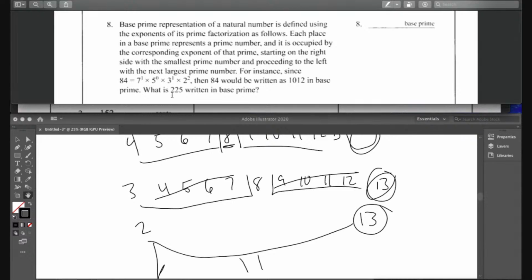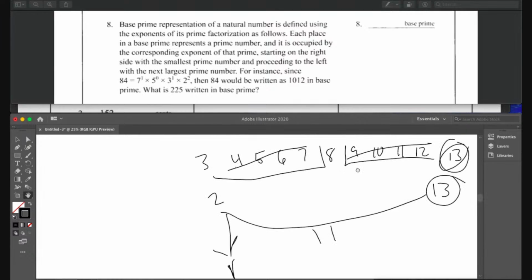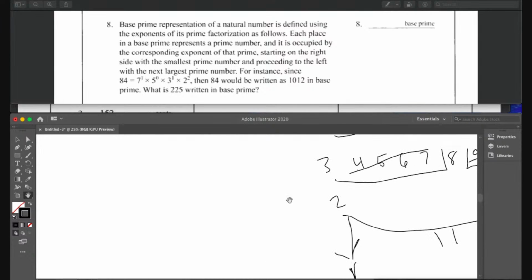Okay, well, it basically tells us what base prime is. So then we just have to apply this prime factorization stuff onto 225. So this shouldn't be too bad. Just reading it again, you're going to prime factorize it, and you're going to put on the left side the largest prime factor that your number has, and then list out all of the other primes in descending order, and then you put their exponents on top, and then you just take all those exponents in order.